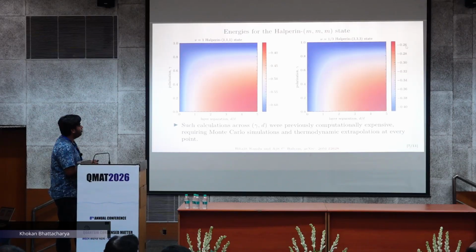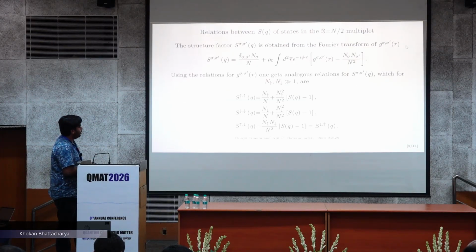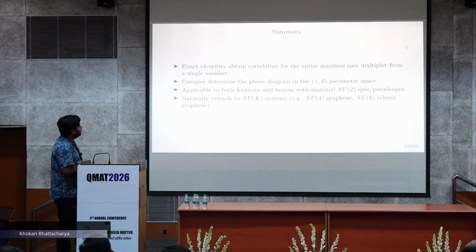Basically, you can compute these energies for spin polarized states using these formulas. You can also write down similar expressions for structure factors. You just need the structure factor of the highest weight state, and then you can write down structure factors of all the other states in the multiplet.